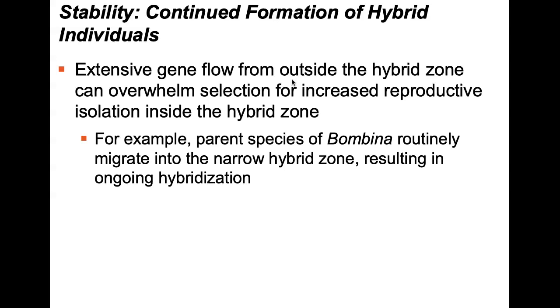Lastly, we have stability. So in this case, if we have extensive gene flow from the outside of the hybrid zone, basically the idea is if this hybrid is neither super fit or really not fit, then we can have this reproductive isolation between the two species, but then there's going to be an ongoing hybridization of the two species.